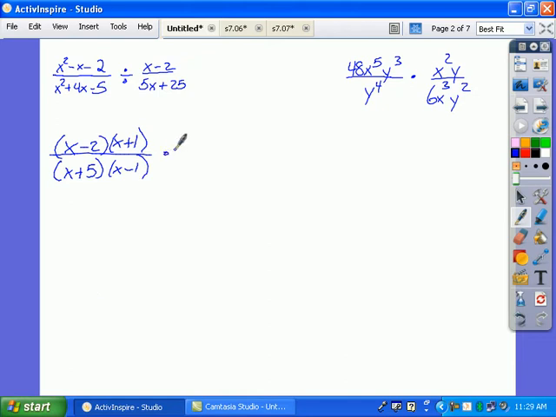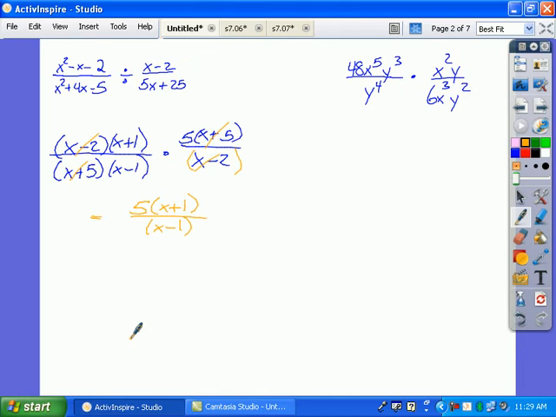Here, when we divide two fractions, we flip the second and multiply. In this case, this can factor as 5 times x plus 5, and the bottom is just x minus 2. Now we go through and find things that cancel. So here, this x minus 2, this x minus 2 cancel, this x plus 5, this x plus 5 cancel. And that leaves us with 5 times x plus 1 divided by x minus 1. And we're done. X plus 1 divided by x minus 1 does not cancel out further.